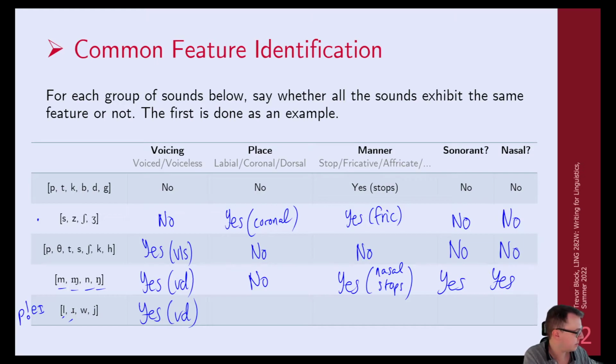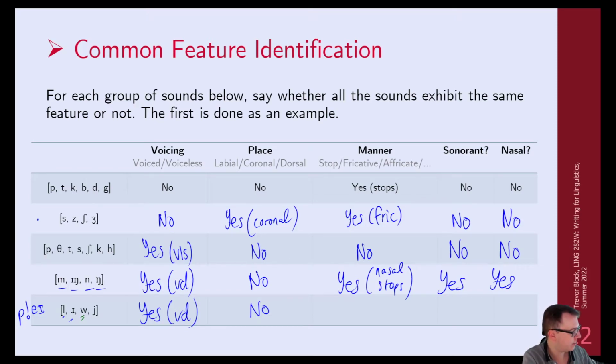Do these have the same place of articulation? These do not. So L, R, and Y are coronal sounds, but W is a labiovelar, meaning that it's a sound made at the lips, and it's a sound made with the back of your tongue. The lips are for rounding, the back of the tongue is where the articulation happens.